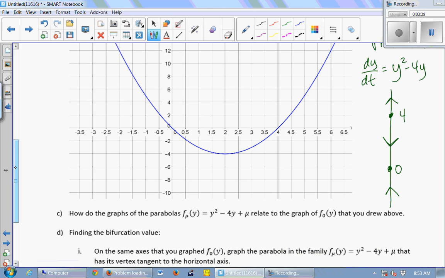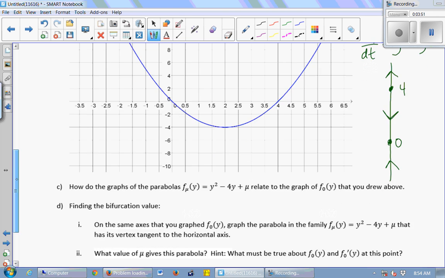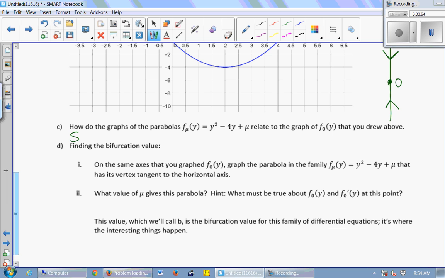All right, if I were going to graph parabolas for other values of mu, not just 0, how would they relate to this graph that I just drew? Move up and down, shift up and down. By mu, right? Whatever mu is, that's how much it moves.